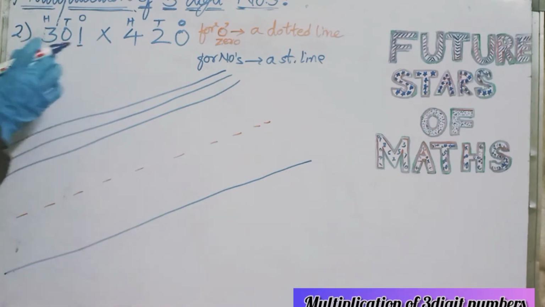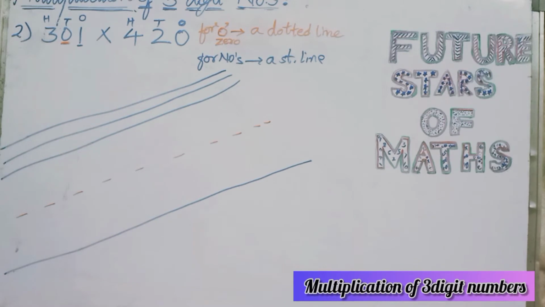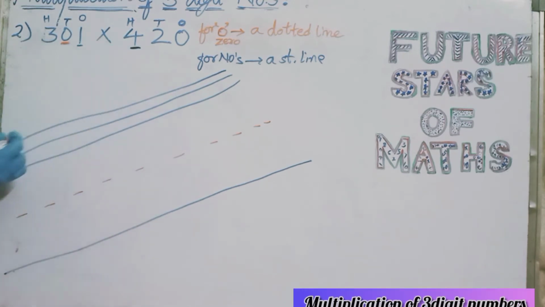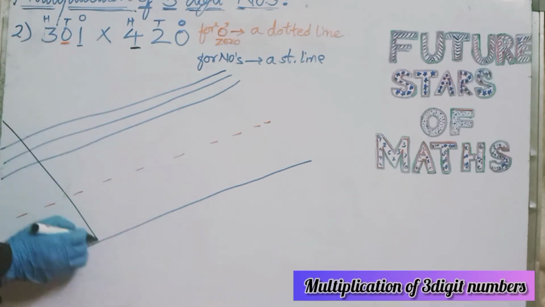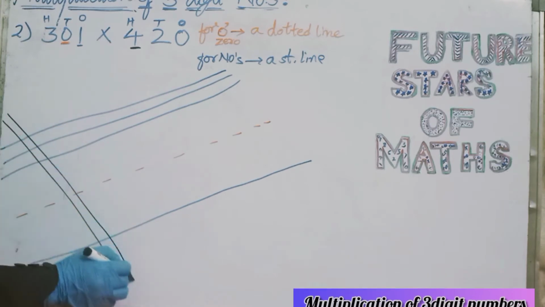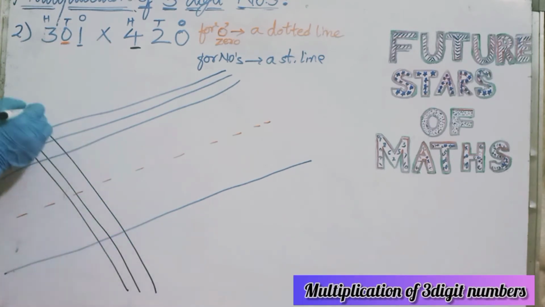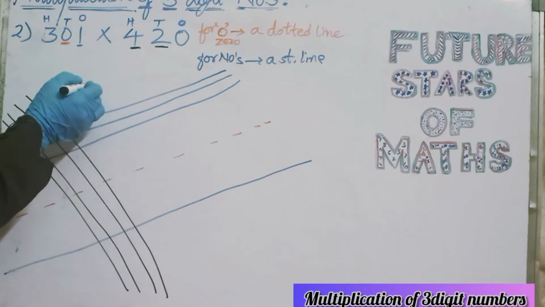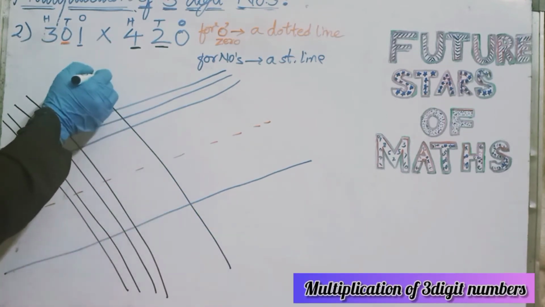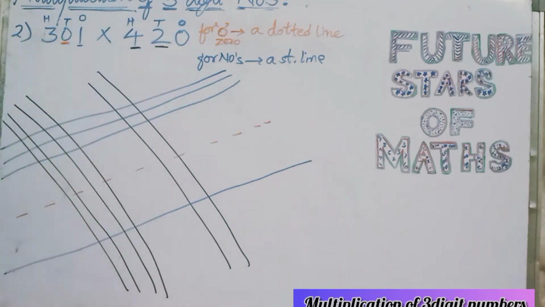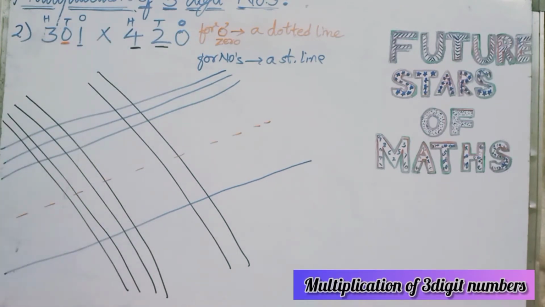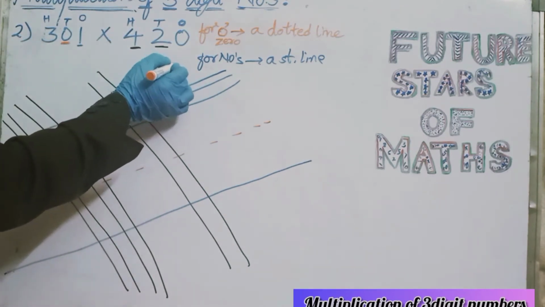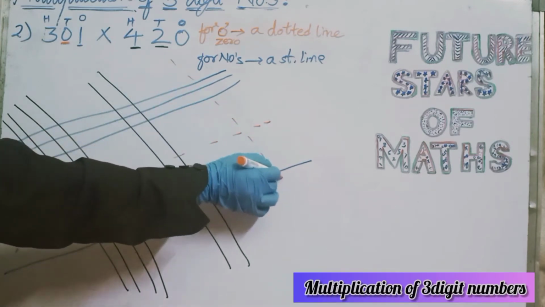Now for the second number, I have 4 in the hundreds place. So I'll draw 4 lines here. 1, 2, 3, 4. Then in the tens place I have 2. So I'll draw 2 lines for the tens place. Then 0. So for 0 I have to use another color and it is a dotted line.